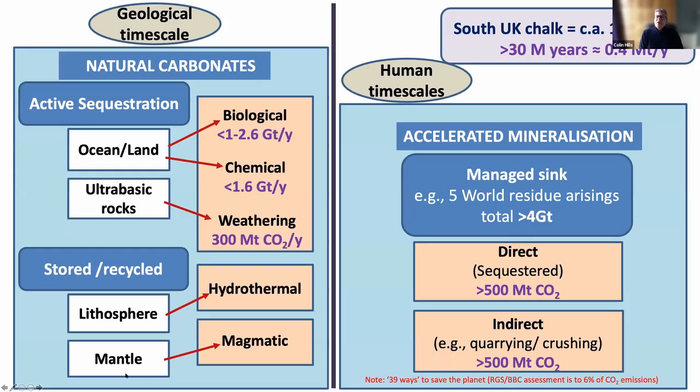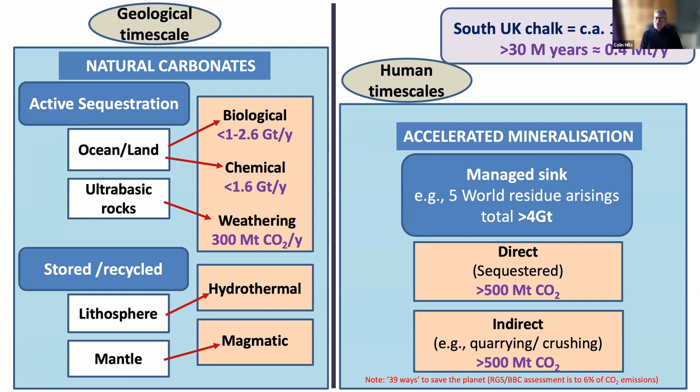And here our reference point is the chalk in the southeast of England. There's about 1,500 cubic kilometers, we calculate on the back of an envelope. And as I said, these were formed over 30 million years. So if we look at natural carbonates, we have active sequestration we've discussed in ocean, on land, and also into ultra basic rocks through weathering. And there are some quantities that are given there on an annual basis.